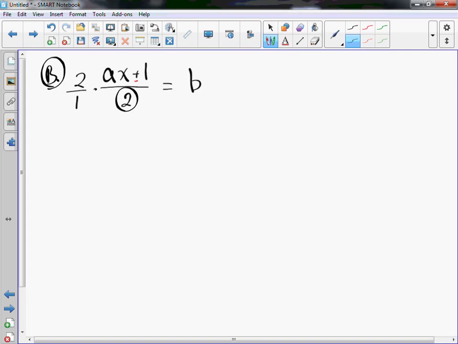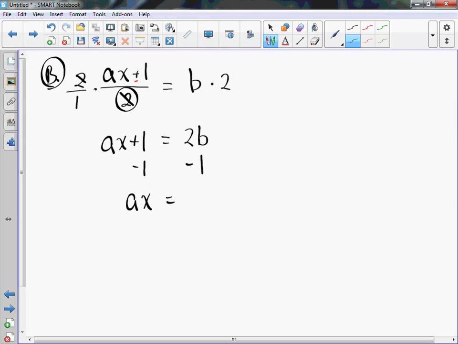And on the right hand side, I'll just multiply. So the 2's cancel over here, leaving me with ax plus 1 over 1, which is just ax plus 1, equals b times 2, which is 2b. Okay, now it looks like the last problem. So now the easiest thing to do is to get rid of the plus 1 on each side by subtracting. Leaves me with an ax equals 2b minus 1.